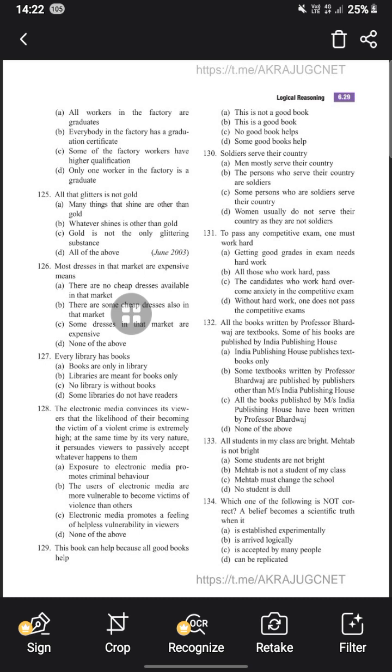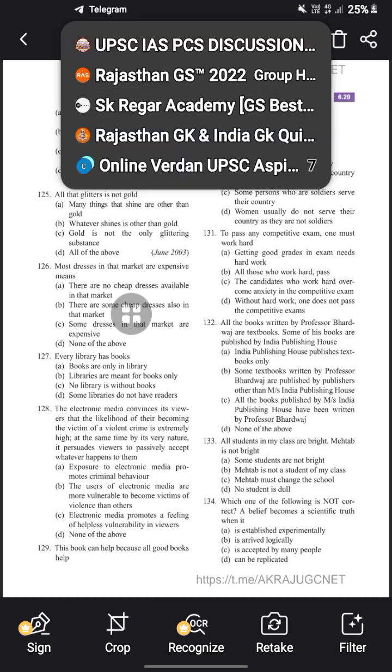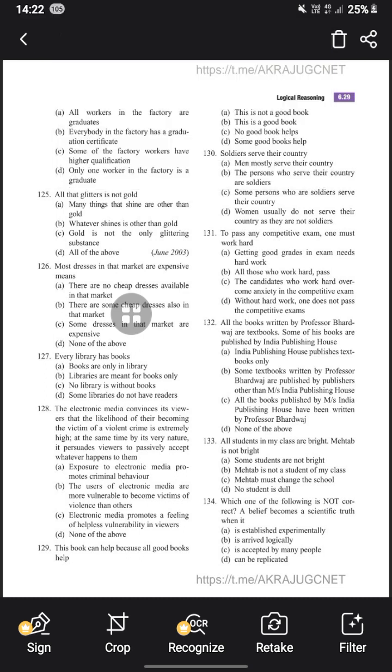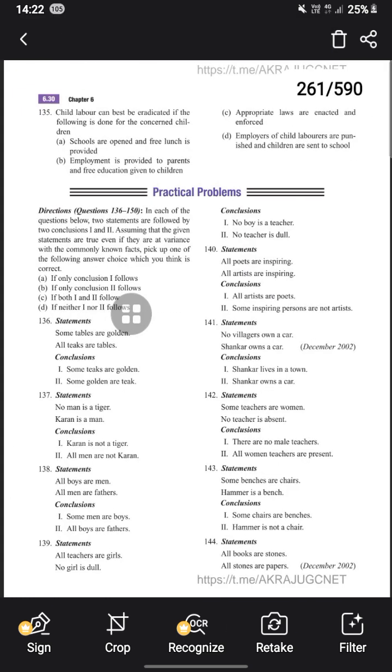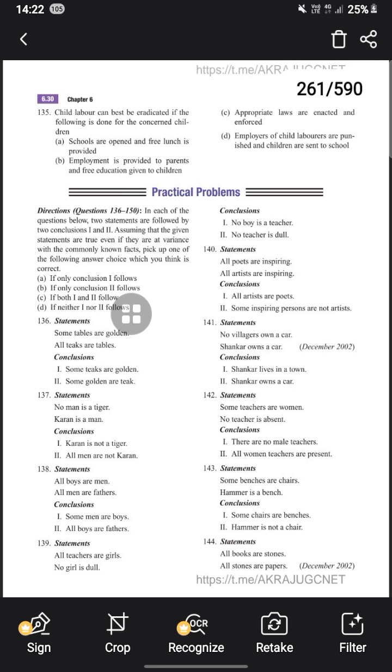That's not true. Which of the following is not correct? A belief becomes a scientific truth when it... 134 is C, that is accepted by many people. Child labor can best be eradicated if the following is done for the concerned children. 135 is B. Employment is provided to parents and free education given to the children.